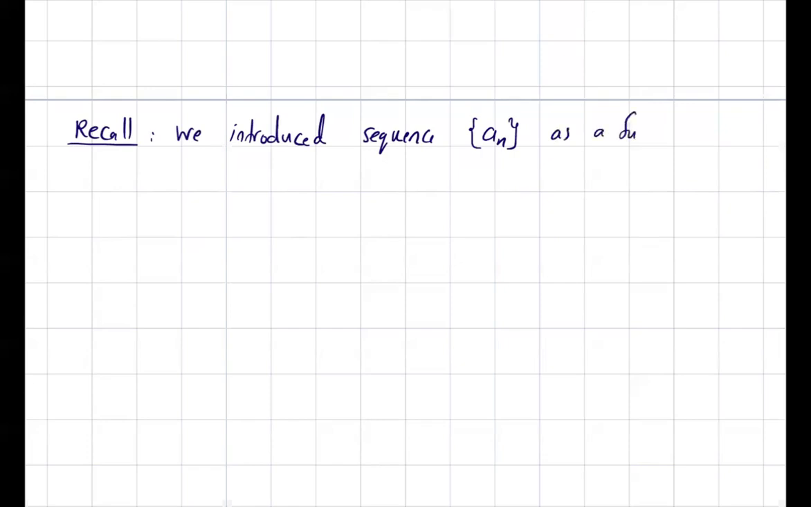Recall that we introduced sequence a sub n. I usually put brackets to the left and right of a sub n to represent a sequence. We introduce a sequence as a function. For example, sequence a sub n is defined as 1 over n.